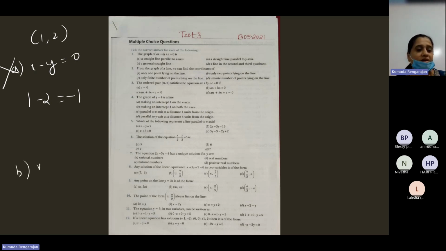Take the next one. x plus y is equal to 0. Check any one point with this. x plus y is 0. 1 plus 2 is 0? So then this also is not possible. You don't have to check every point.